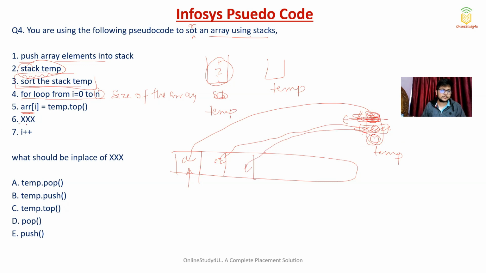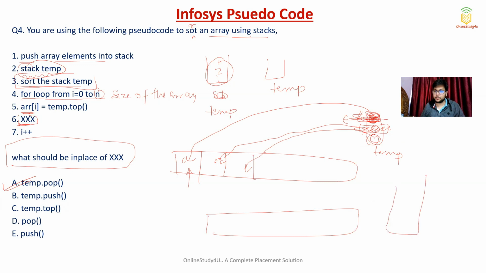So what should be in place of x, x, x? How can we pop the element? How can we delete this element? Temp dot pop. I'll repeat it again. There is an unsorted array. What we did, we put it into the stack. Now I have the elements here, and I want to put them back into the array in sorted order.